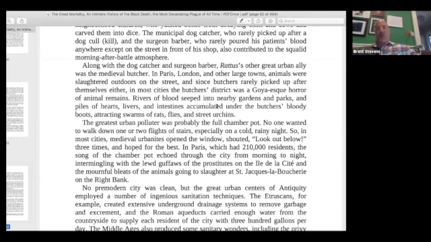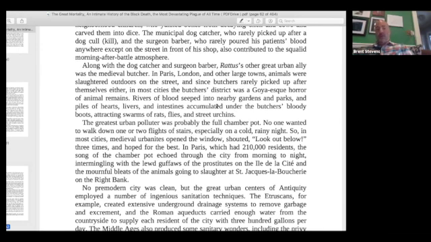Rivers of blood, this is gross, sorry. "Rivers of blood seeped into nearby gardens and parks, and piles of hearts, livers, and intestines accumulated under the butcher's bloody boots, attracting swarms of flies, rats, and street urchins." Okay, so again, the material above has been about how butchers led to this awful situation on the medieval streets that made rats and fleas common, that led to the vast devastation of the Black Death. But then here's another way to transition that. So we've already talked about that. That's old information, but the new information starts off with the topic sentence.